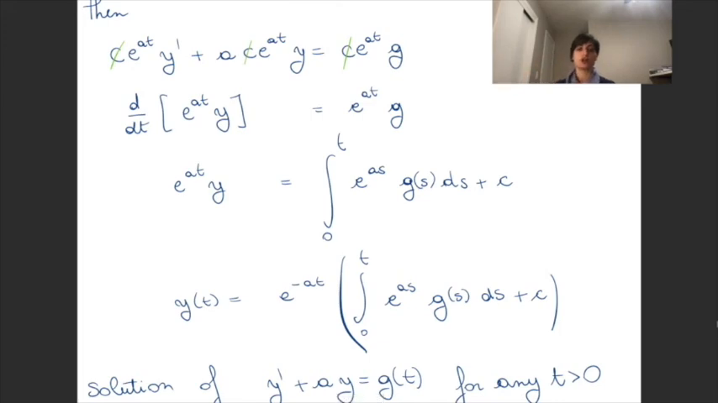We just change things around a little bit, and we have y(t) being the exponential of minus at times this big block, that is the constant c that we don't know, plus an integral going from 0 to t of exponential of as times g(s) ds. This is a solution of y prime plus a, being a constant, times y equals g, function of t, for any t positive.